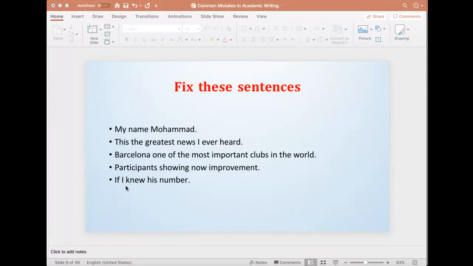Exactly. And the last one, "if I know his number." So here, this is still missing some information. Okay. So what happened if I know his number? Yes, I would what?